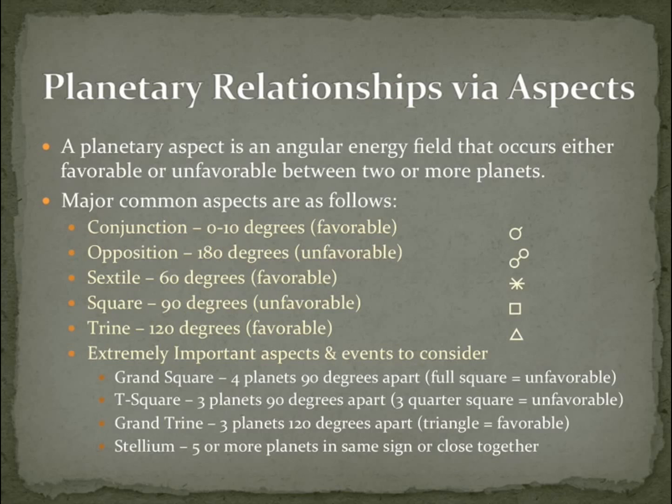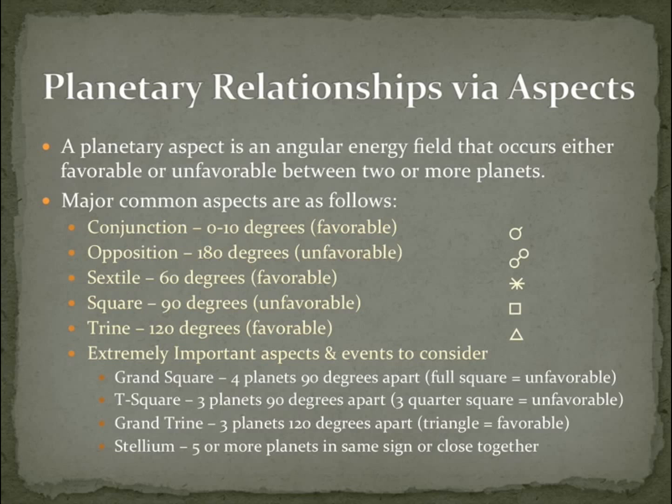Second is the opposition. This aspect is unfavorable and occurs when two or more planets are 180 degrees across from each other. The third aspect is the sextile and is favorable. It happens when planets are within 60 degrees of each other. The fourth aspect is the square and is unfavorable. It occurs when planets form a 90-degree right angle to each other. The fifth aspect is called a trine. It is a favorable aspect, and it happens when planets are separated by 120 degrees.